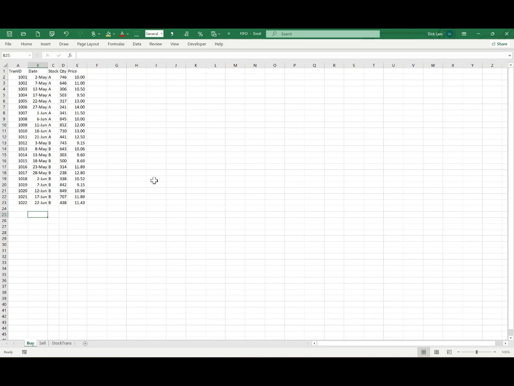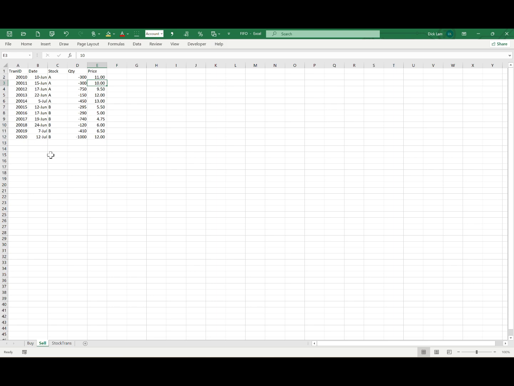I am going to present two scenarios. One is with a simple data set. The other is with a long and huge data set. Here is the buying transaction. I have 5 columns: the transaction ID, date, stock, quantity, and price. Then here is the selling transaction list.